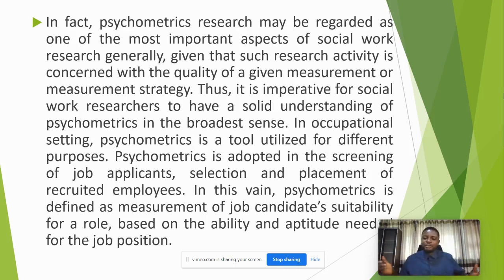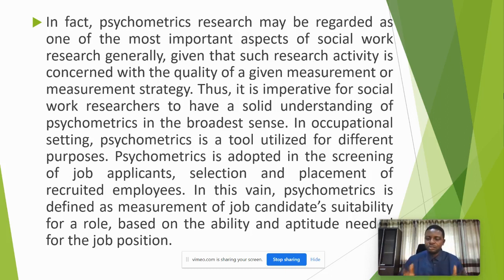I was a bit taken away from what I was discussing. So I was trying to talk about psychometric usage in the social environment. Now, in fact, psychometric research may be regarded as one of the most important aspects of social work.